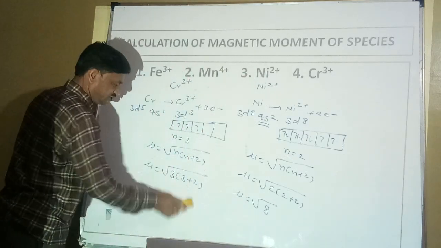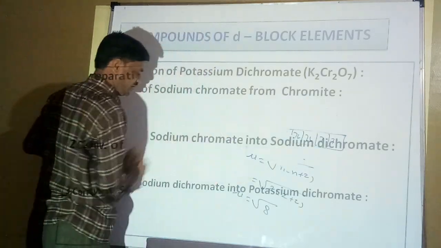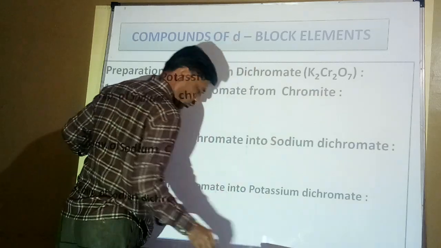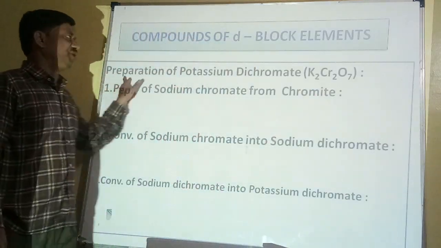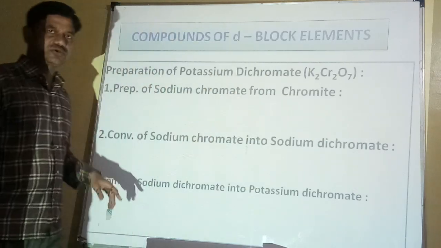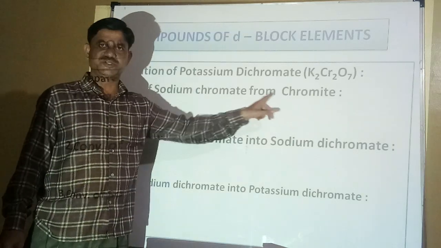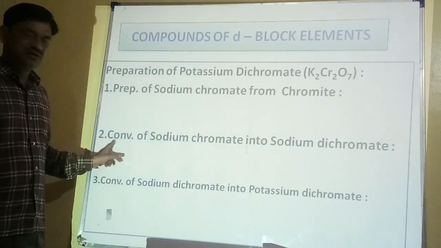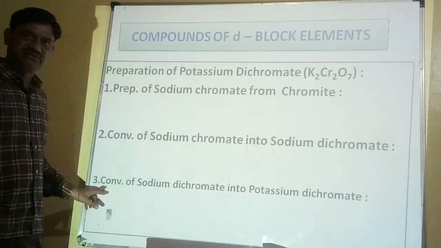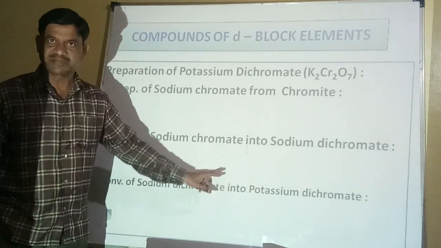Then shift towards the next important point. What is that? We are starting with compounds of D block elements, that is chromium. Remember, preparation of potassium dichromate, K2Cr2O7, involves three important steps. First, preparation of sodium chromate from which one? Chromite. Second, conversion of sodium chromate into sodium dichromate. And third, conversion of sodium dichromate into potassium dichromate.